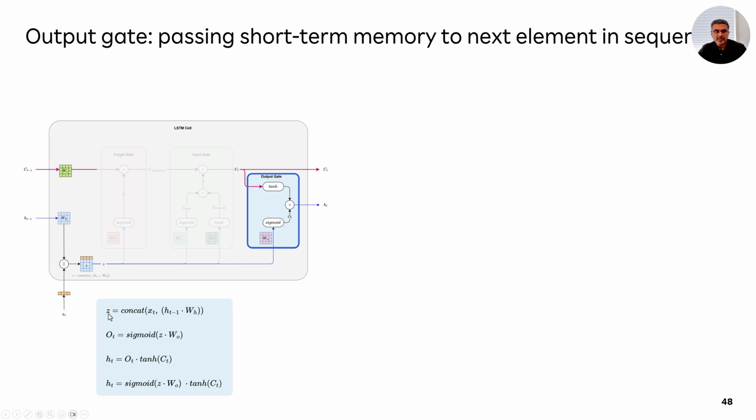It's the same thing, the concatenation of the previous short-term memory with the word embedding for the current input. That is what you pass. And then actually, let's expand this. Okay. So the updated short-term memory is calculated by the output gate as follows.